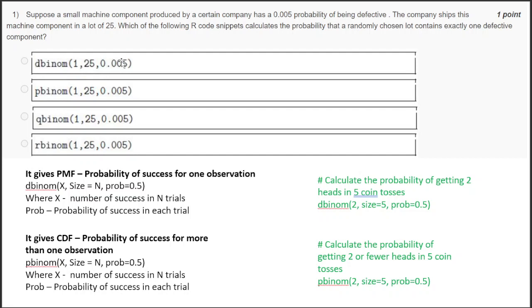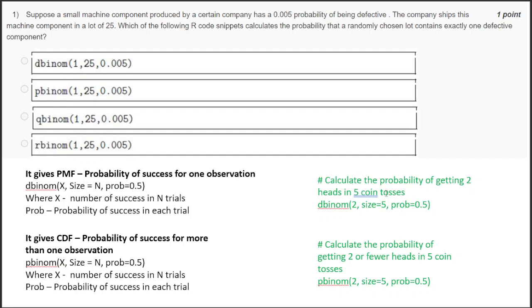For dbinom, we can see one example. Calculate the probability of getting exactly two heads in 5 coin tosses. If you see the syntax, x is the number of successes in n trials. However many trials we have conducted, we have to give here. Then the probability of success in each trial. We have to give the probability of success in each trial. So we can see this with an example.